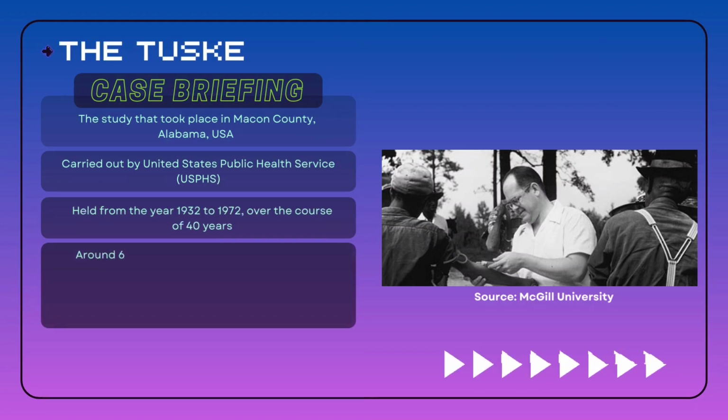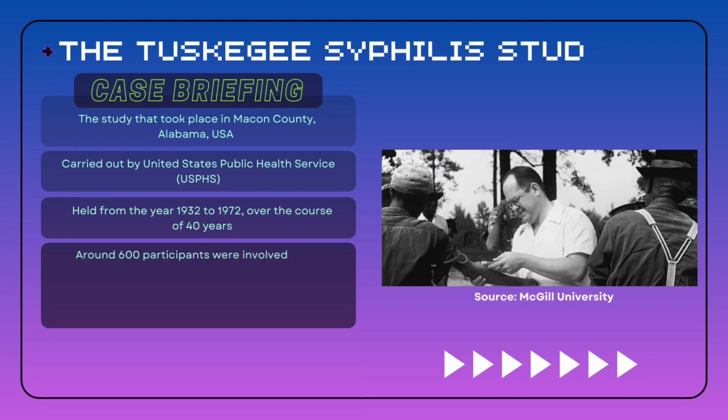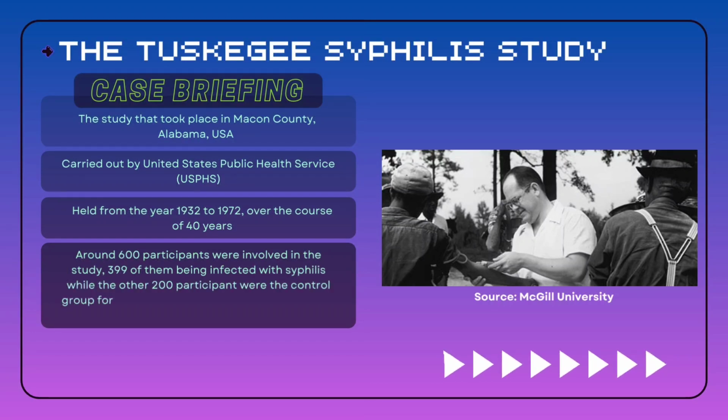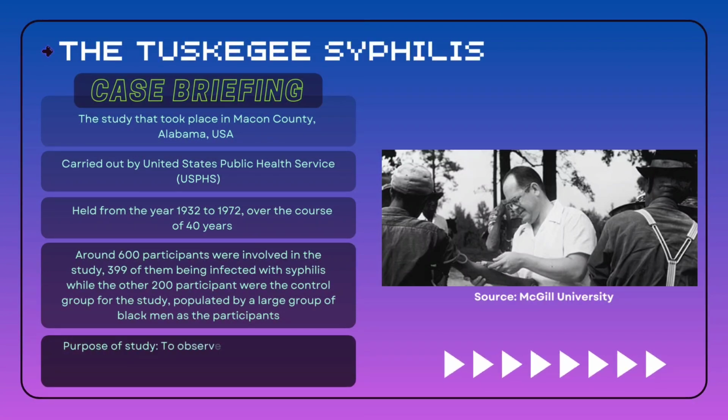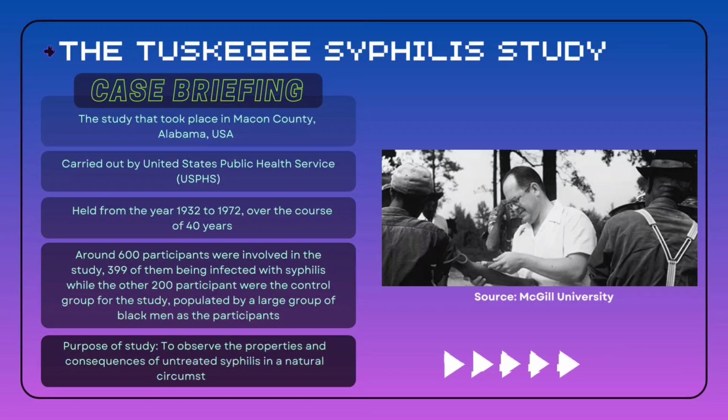Around 600 participants were involved in the study, 399 of them being infected with syphilis while the other 200 participants were the control group for the study. Mind that, the study involved a large group of black men as the participants. The purpose of the study was to observe the properties and consequences of untreated syphilis in a natural circumstance for black African American males.